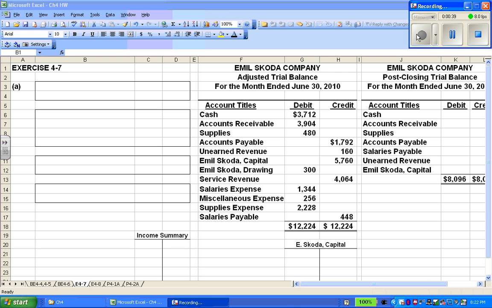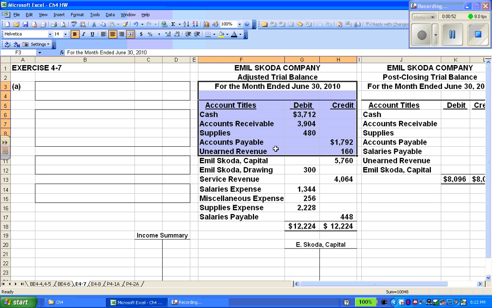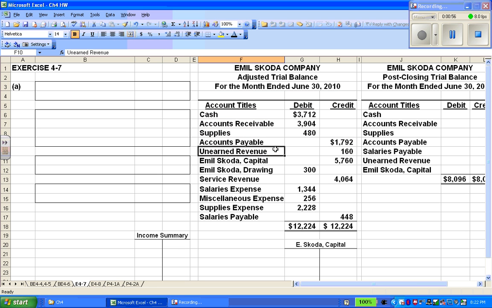All right, so remember the 4 entries that I spoke about. The first entry is to close out the revenue accounts. What I have in this spreadsheet is the adjusted trial balance as in your textbook. I just put it right into this Excel spreadsheet. This is all the information that the problem gives you.